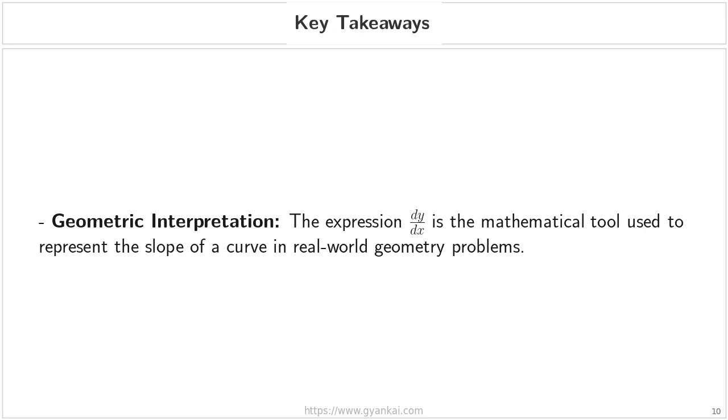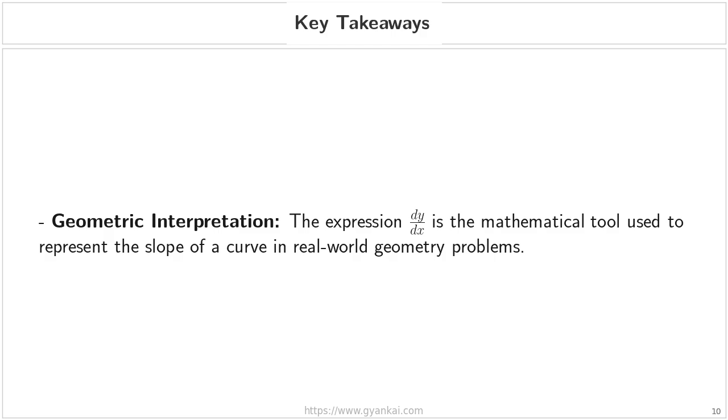Key takeaways. First, let's revisit the geometric interpretation. Throughout our first example, we saw that the derivative, which we write as dy over dx, isn't just an abstract symbol. It is our primary mathematical tool for representing the slope of a tangent line. When you encounter a problem describing how a curve's steepness changes at any given point, you are looking at a geometric differential equation.